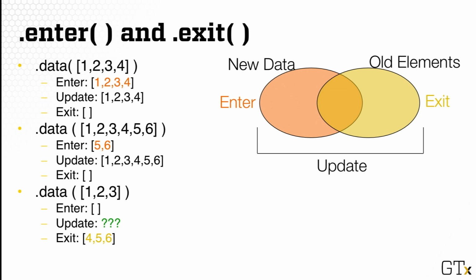So data point, we want to remove 4, 5, and 6. So how do we do that? We call .data again. In this case, we only pass in 1, 2, 3. So that's telling D3 that we want to remove 4, 5, and 6.